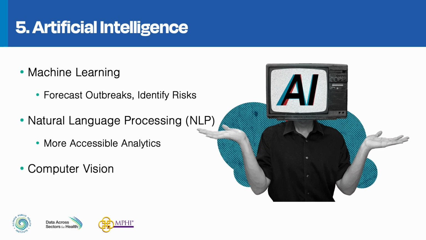Then there's computer vision, where AI interprets visual information. For example, it could analyze live video to monitor air quality or track public health risks in real time. These capabilities give us new tools to tackle public health challenges more effectively.